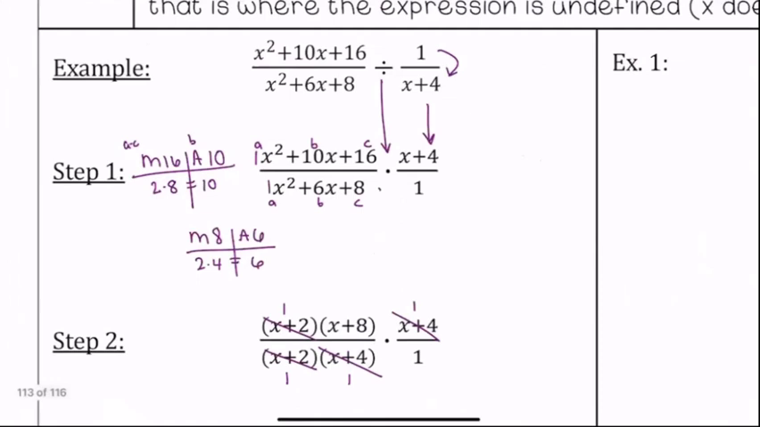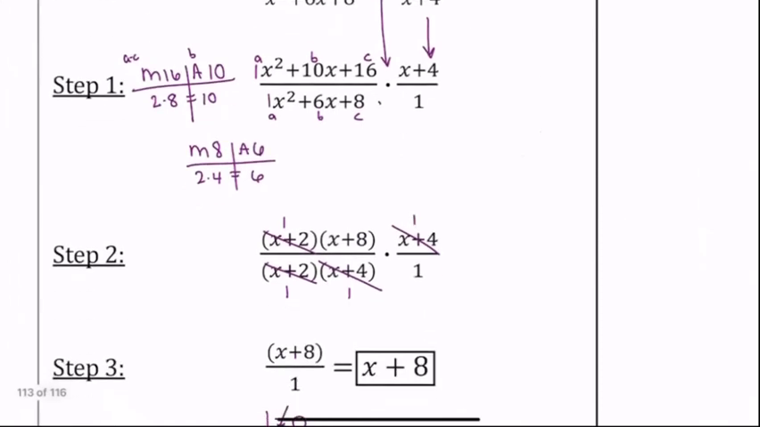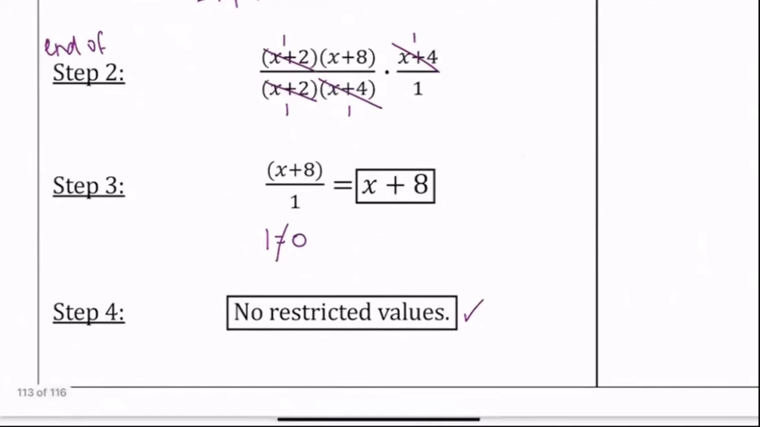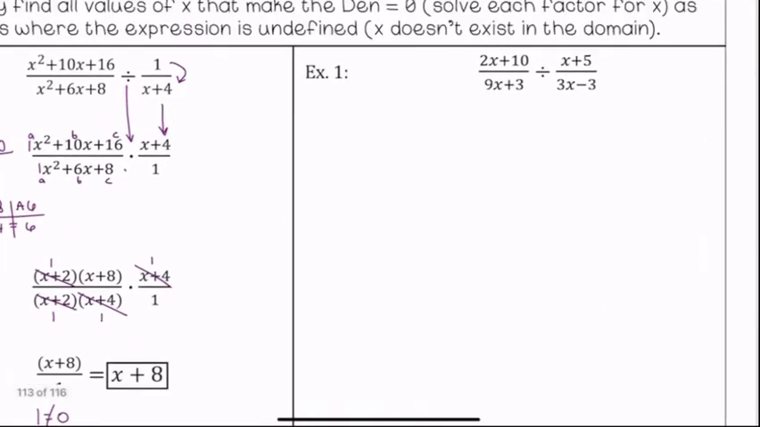Also, could we fix this over here? I guess we could say end of step 1, end of step 2, end of step 3, step 5. You know what? Just leave it alone. I'll figure it out. Okay.